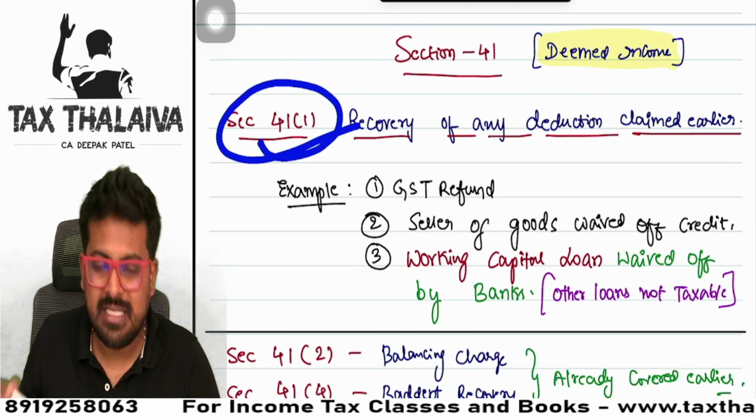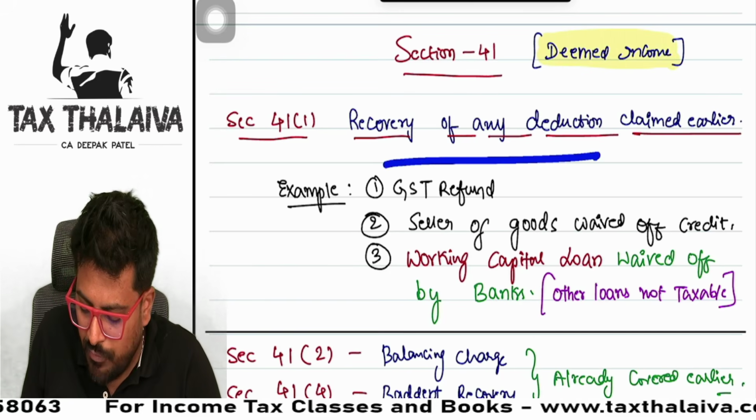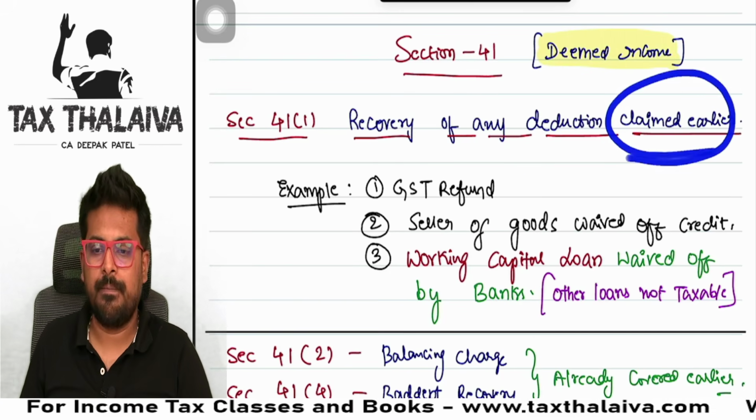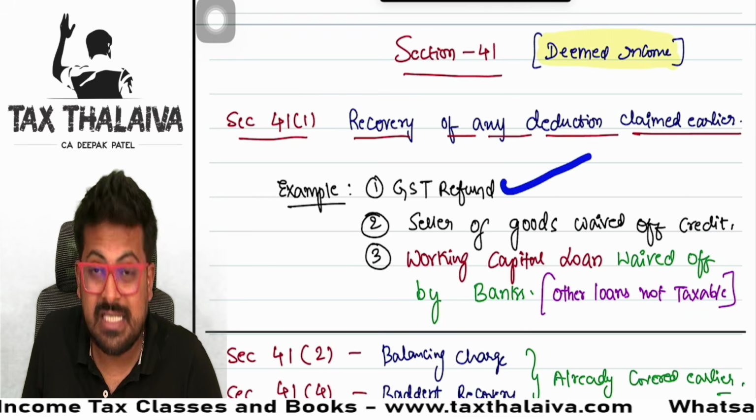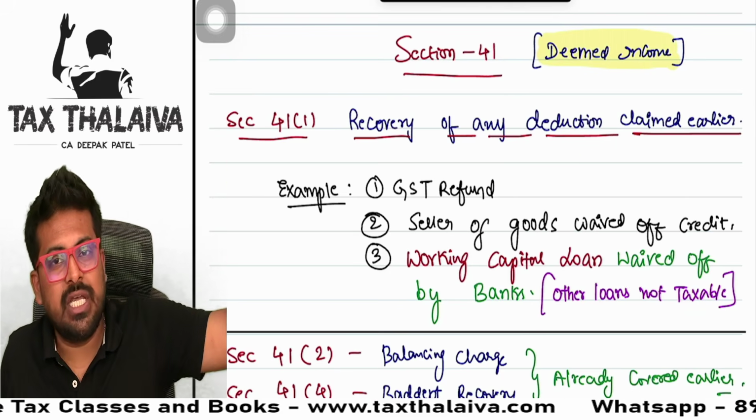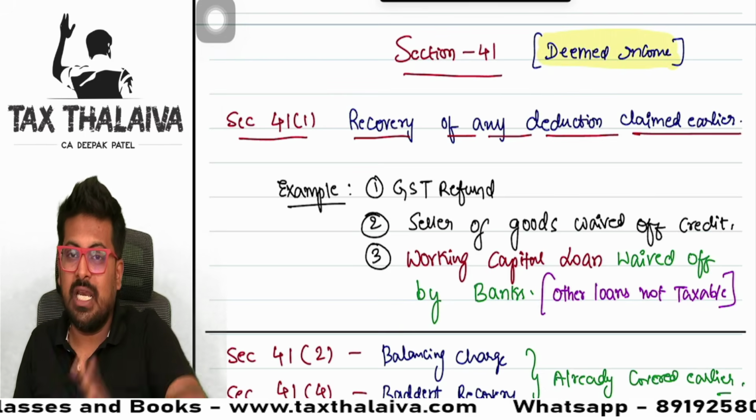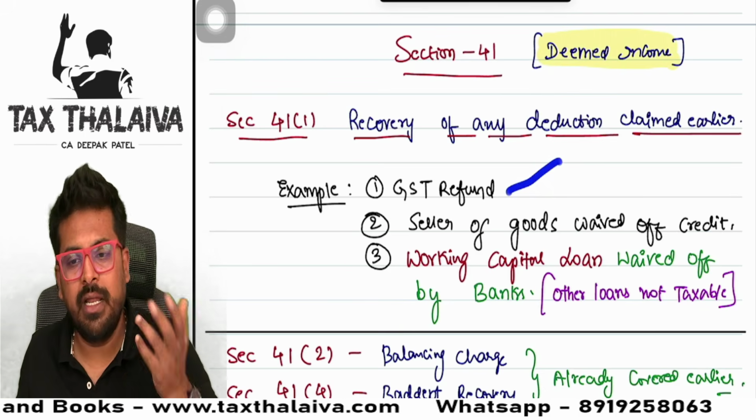So first one is section 41(1), recovery of any deductions claimed earlier. Let's say for example, GST refund. Earlier you claimed GST as expenditure, but you got a GST refund later. That is an income, deemed income.